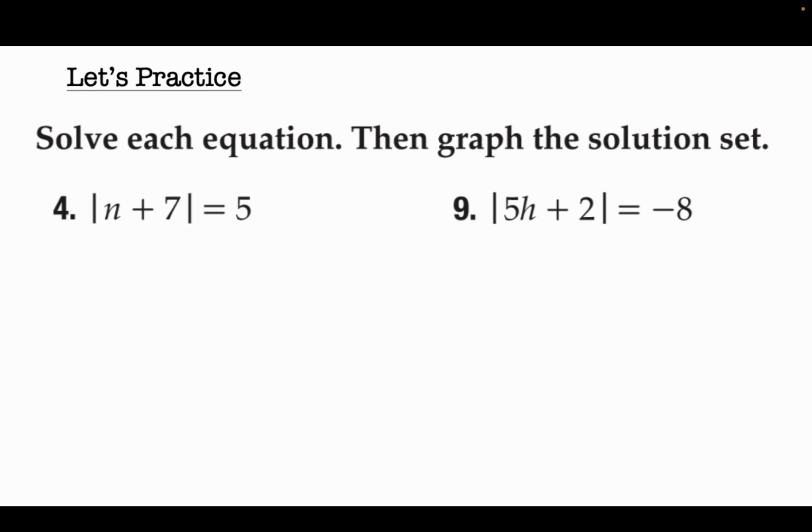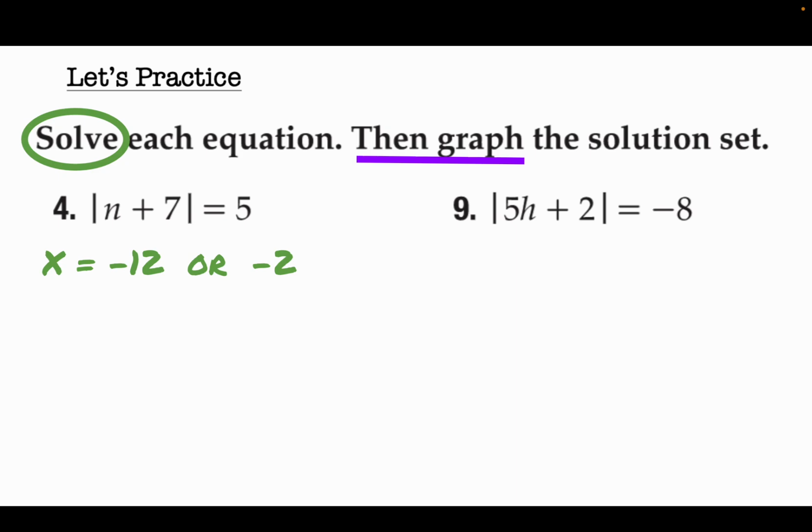All right, you have now unpaused the video, and you have now tried to solve number 4. If you solved it, you should have gotten n equals negative 12 or negative 2. I put x at first, but that should say n. My bad. Sorry, guys. We can check to make sure that's true by plugging negative 12 in for n, seeing if it still works, and plugging in negative 2 for n and seeing if it still works.